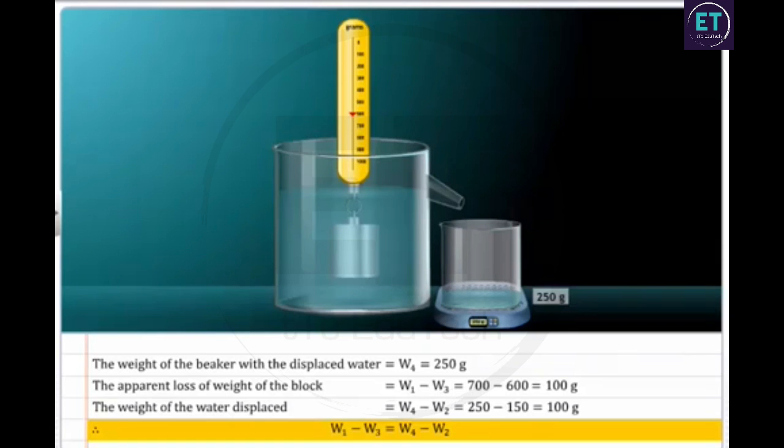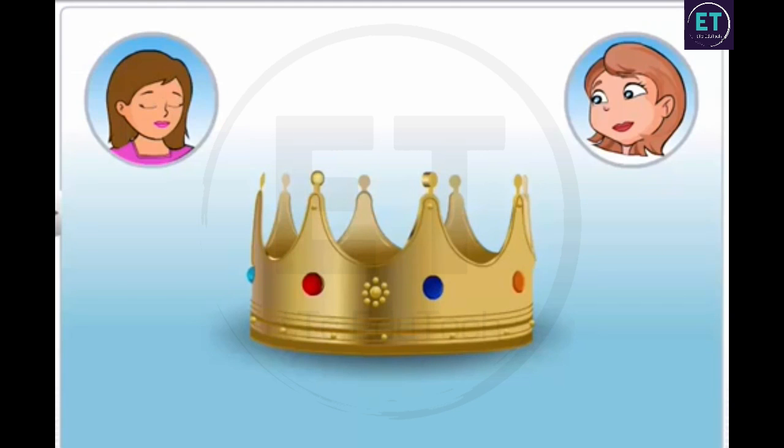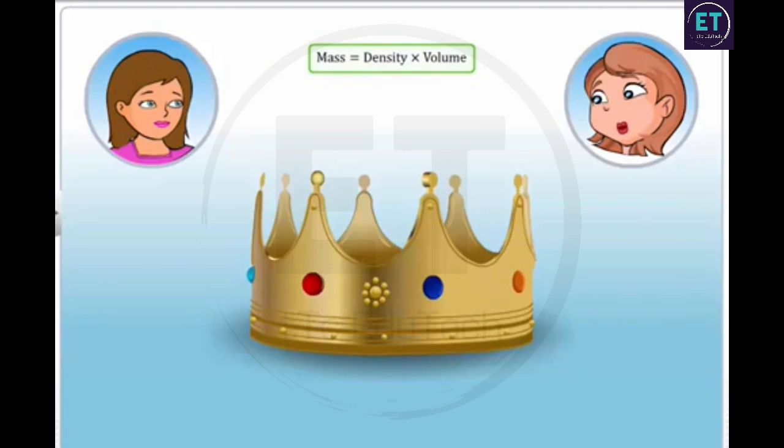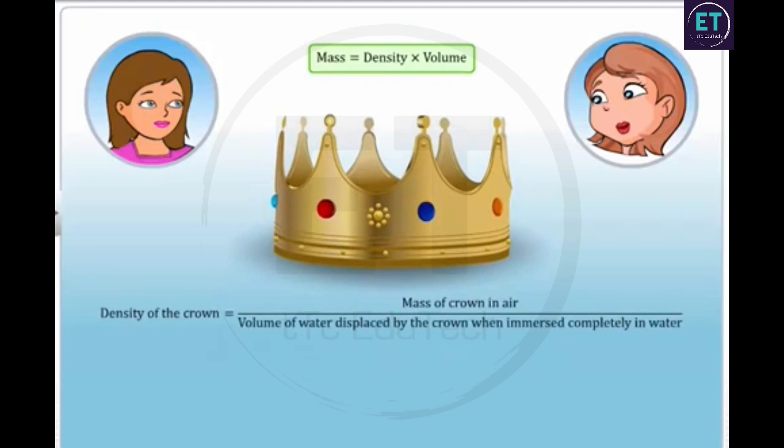Thus, this verifies that the difference of weight of the iron block inside and outside the water is equal to the weight of water displaced into the beaker. So, once Archimedes had determined the volume of the crown, he could find out whether or not it was made of pure gold. That's right. Remember, mass of an object is a product of density and volume. So, knowing the density of gold and the volume of the crown, Archimedes could perform the necessary calculations to solve the problem.